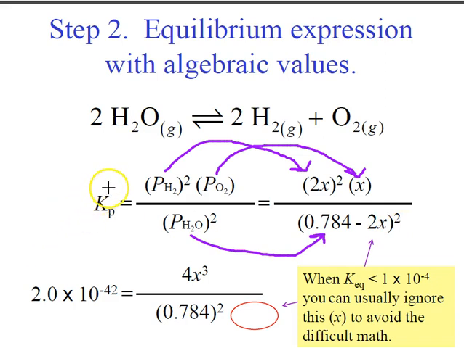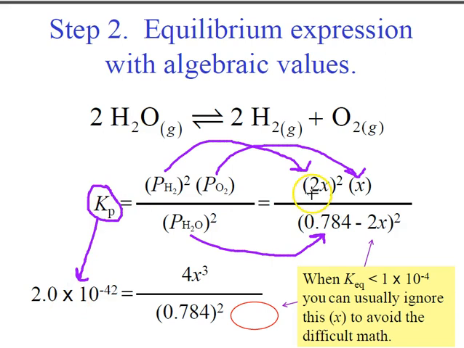Our Kp value was given to us in the problem. So we plug that in for Kp. Right? So we write our expression first. We then look at our table and plug in the values. Don't drop those coefficients though. Be careful with that. And then if they give you the K value, you plug that in.